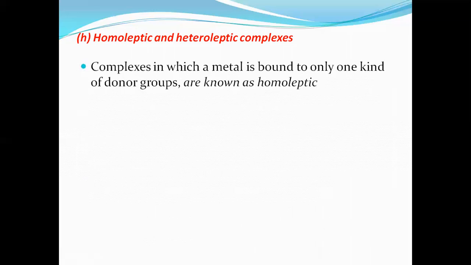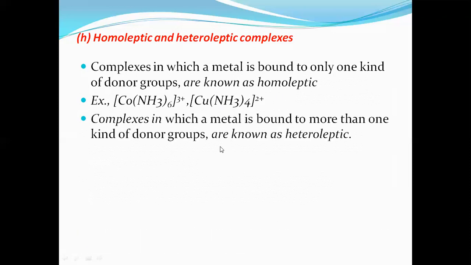Now, the last terms used in coordination compounds are homoleptic and heteroleptic complex. What is homoleptic? A complex which contains only one kind of donor groups is known as homoleptic. For example, you can say hexaamminecobalt, all the 6 ammonia are the same. Tetraammine, here 4 ammonias are the same. That's why they are called homoleptic.